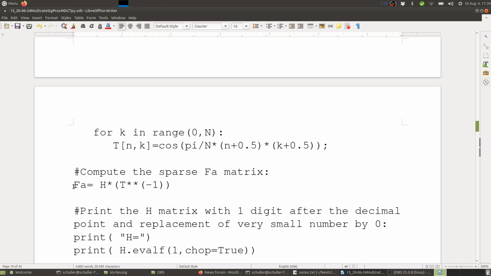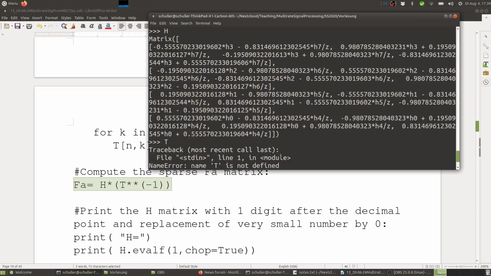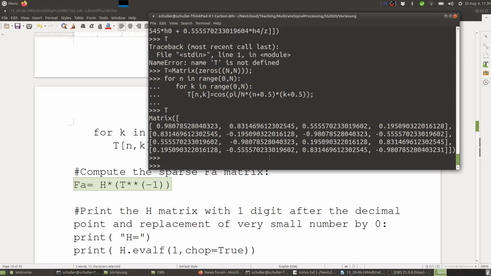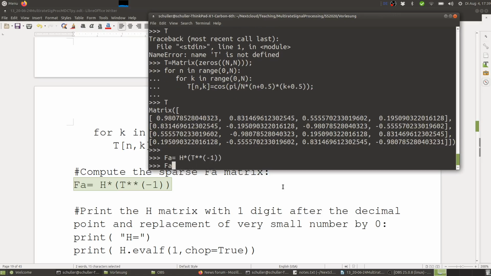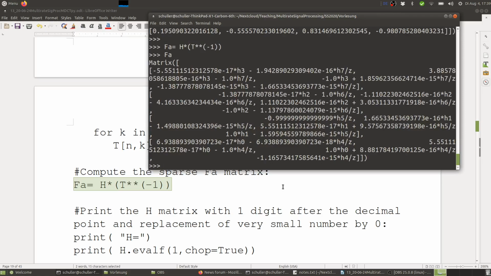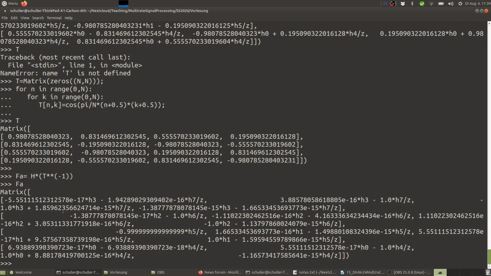So next we want to make it more sparse by just multiplying the polyphase matrix with the inverse of our DCT4 matrix. Right, so paste it. So this is now our FA. Let's see. See, this is much less messy when you look at it. So here you can see the first entry, for instance, here is 10 to the minus 17. And we know from Python that if we have numbers 10 to the minus 16 or 10 to the minus 17, this should be a 0. It's just a rounding error.